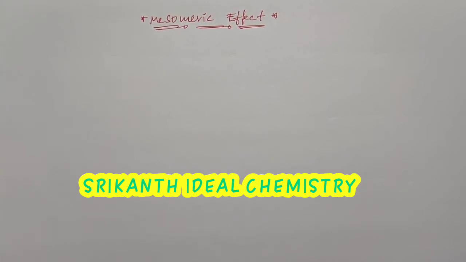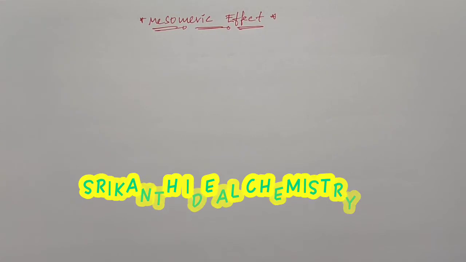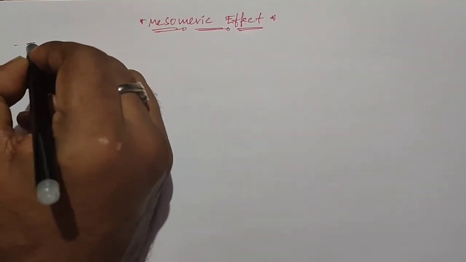In this video, we are discussing the mesomeric effect. Mesomeric effect is similar to resonance, so it is also called the resonance effect. The mesomeric effect occurs by the conjugation of pi electrons or lone pair electrons towards the more electronegative species.